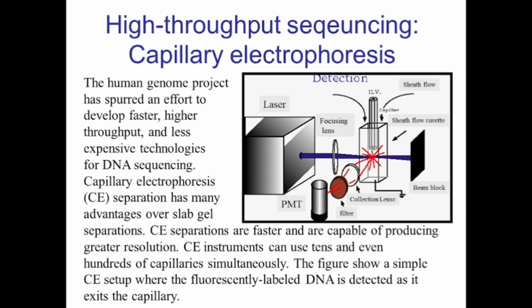Capillary electrophoresis instruments can use tens to hundreds of capillaries simultaneously. And the figure shows a simple capillary electrophoresis setup where the fluorescently labeled DNA is detected as it exits the capillary.